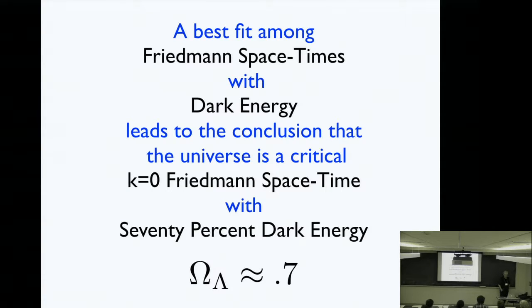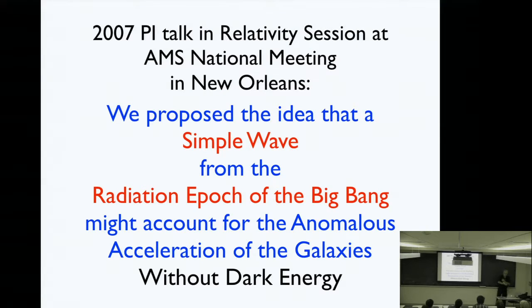Omega lambda is 0.7. That's the best fit. Now we're going to compare our numbers not to the data, but to what is the best fit. So we never actually look at the data. We're thinking about the data now. Okay, so just the history of how this happened.